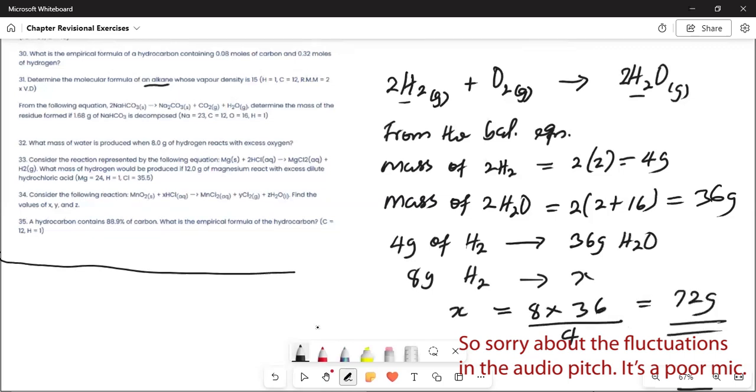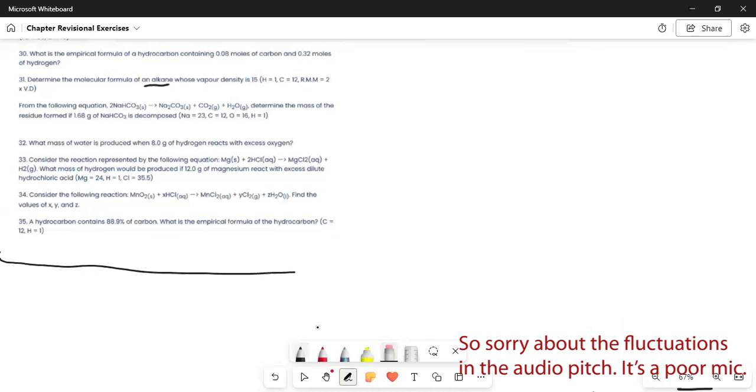33 says consider the reaction represented by the following equation. What mass of hydrogen will be produced if 12 grams of magnesium react with excess dilute hydrochloric acid? Okay, so let's write the equation of reaction first. Magnesium solid plus 2 moles of HCl aqueous, giving us magnesium chloride aqueous plus hydrogen gas.